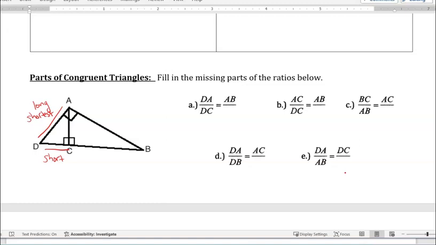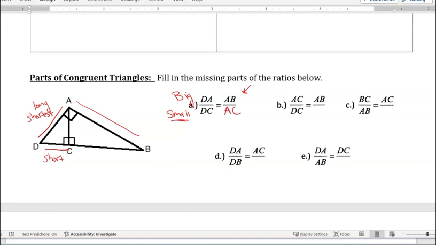they must both be shorts. So what you do then is DA is coming from the big triangle, it is going to be the shortest side of the big triangle, and DC is going to be the shortest side of the small triangle. And the reason I'm doing that is that's going to help me finish my proportion over here. So AB on the big triangle, that's the medium side. So all we need to know is what is the medium side of the small triangle, and that is AC.